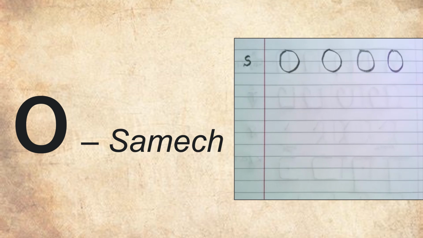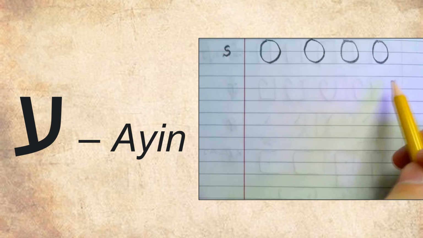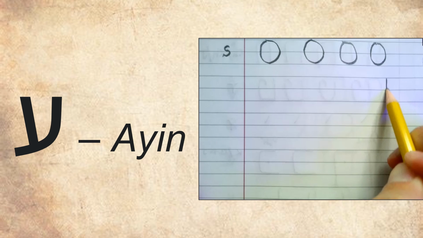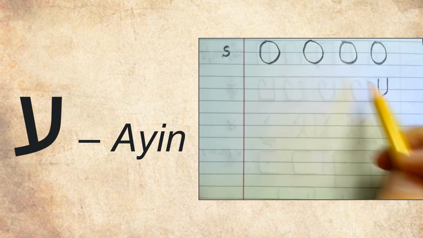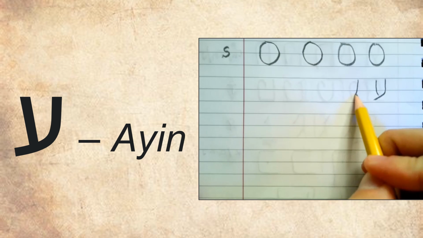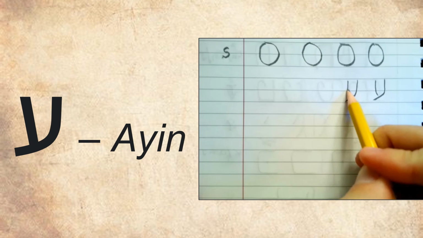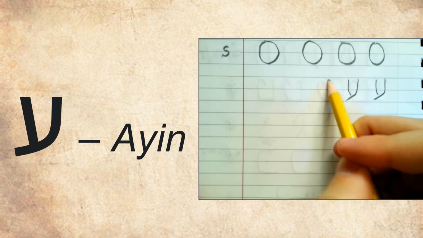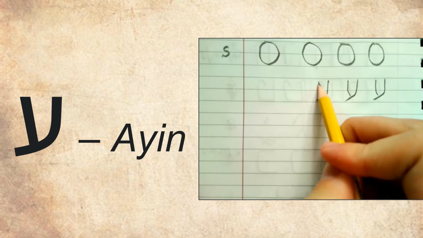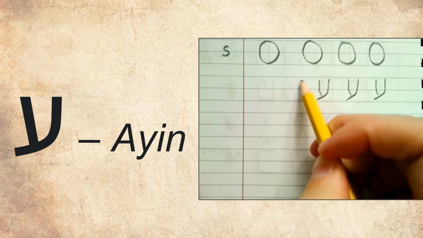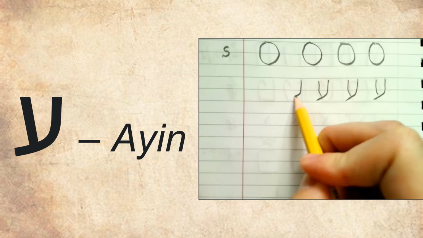All right, let's continue with the letter Ayin, which I've had a few people tell me looks like the English letter Y. But try not to get that confused. Also, make sure that you understand that the Ayin has an elongated right side, and the left side is attached to the right leg.